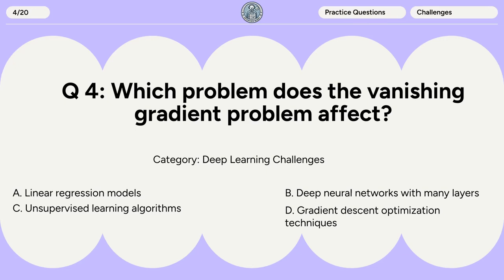Question 4. Which problem does the vanishing gradient problem affect? A. Linear regression models. B. Deep neural networks with many layers. C. Unsupervised learning algorithms. D. Gradient descent optimization techniques.